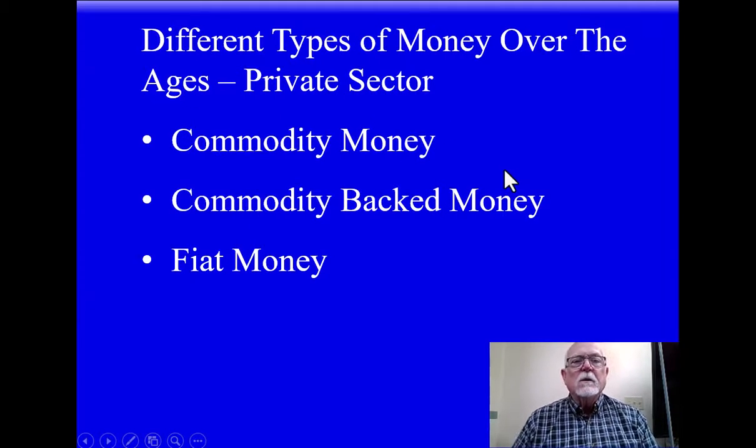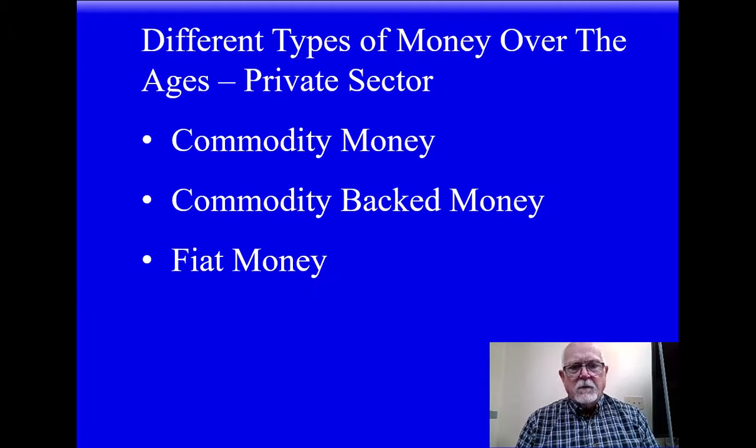Now, let's backtrack and talk about the first two categories here of money, different types of money. And this is, first of all, related to the private sector, and then we'll get into government. So there was commodity money. That's like the gold. There was commodity-backed or representative money. That's really the receipts that were used for money in the goldsmith story. And then there's something called fiat money. Now, fiat money is not the private sector as much. It can be by large banks, but in general, the last one is typically going to be government.